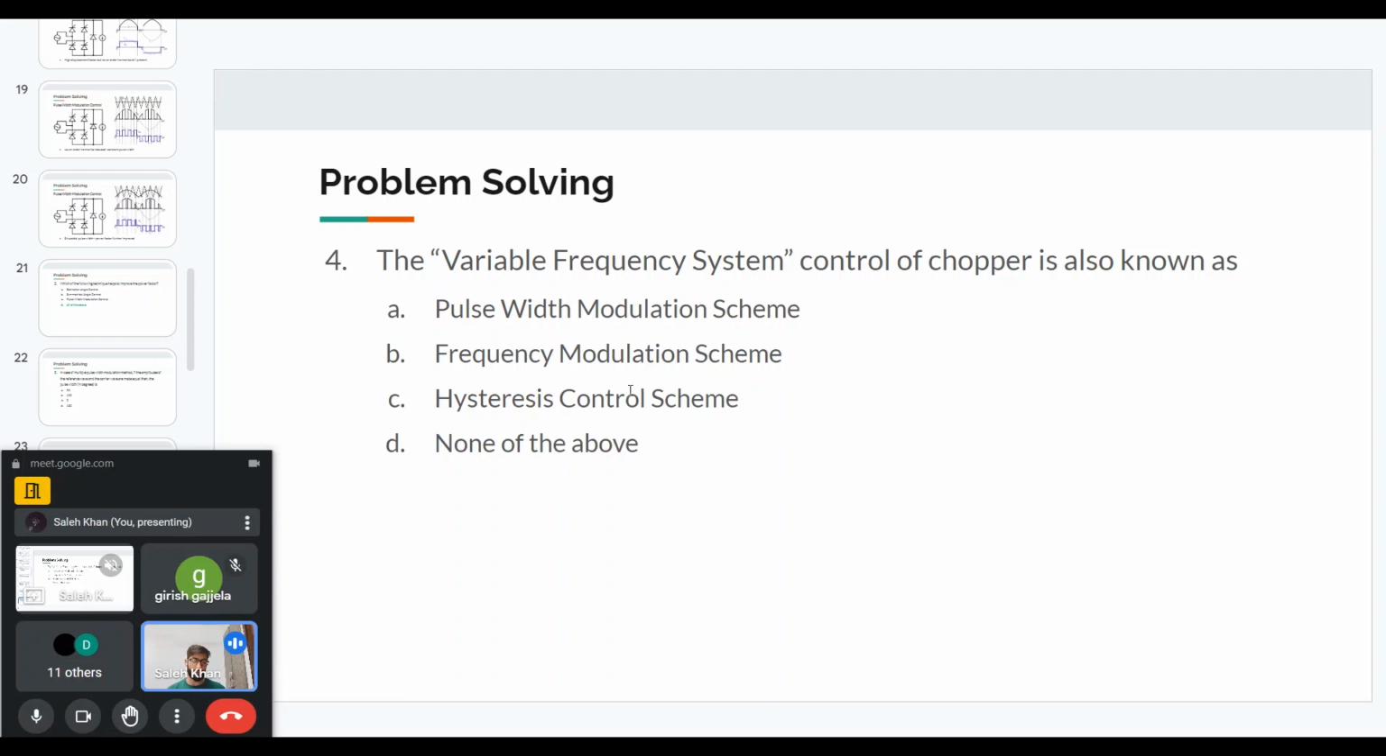Hysteresis control is just like the current limit control, and even though it can also be variable frequency, when we talk about a variable frequency system, what we mean is frequency modulation. So the answer to this question is frequency modulation.